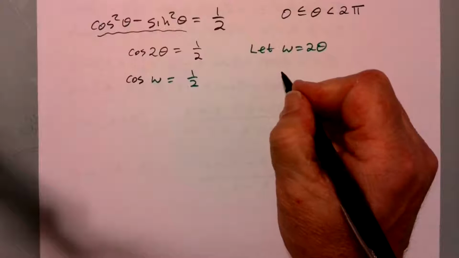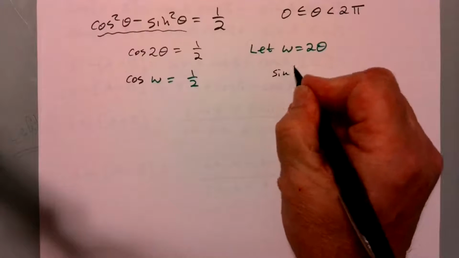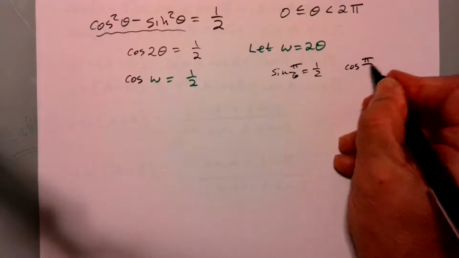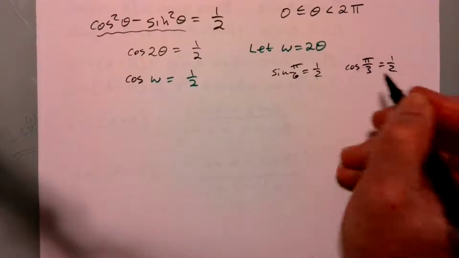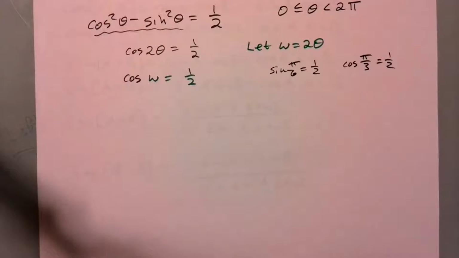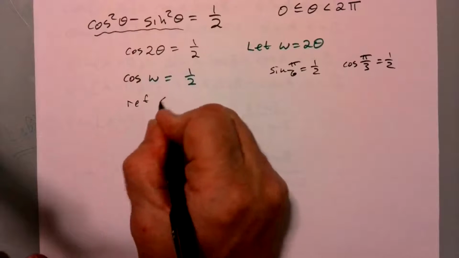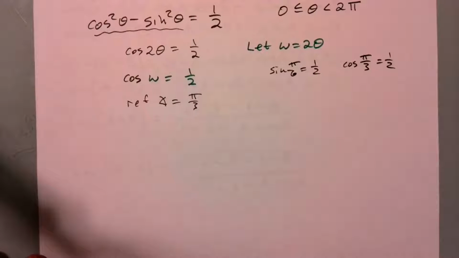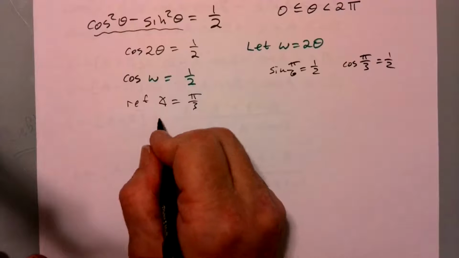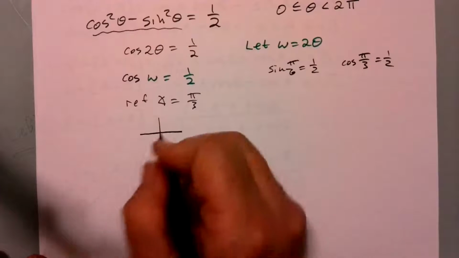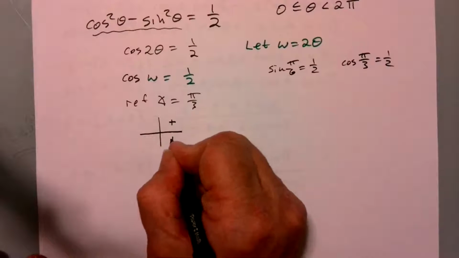We know sine of pi over 6 is 1/2. So the cosine of pi over 3 is 1/2. Sine of 30 is 1/2, so the cos of 60 is 1/2. Remember, cosine means sine of the complement. So my reference angle here is pi over 3. Where is cosine positive? Which quadrants is cosine positive? Cosine is positive in quadrant 1 and quadrant 4.